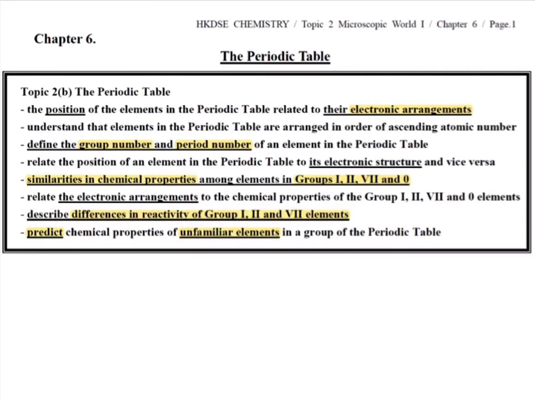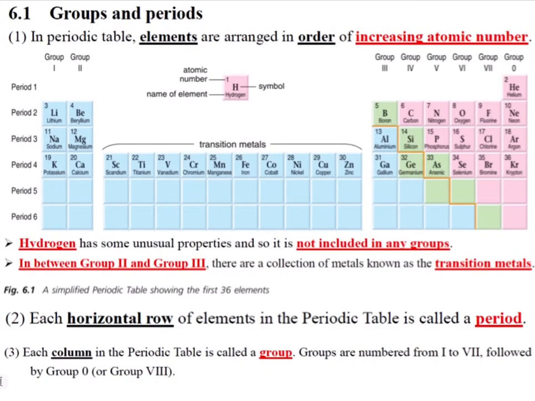Introduce what is the periodic table. So here I have one periodic table. The periodic table arranges the elements according to their atomic number. Elements are arranged inside the periodic table according to increasing atomic number, from number 1, 2, 3, 4 like this, okay?